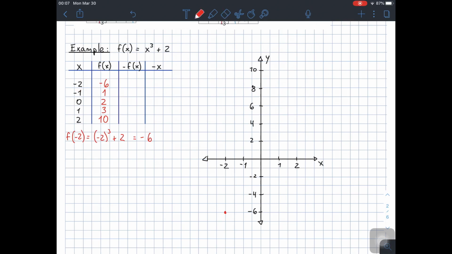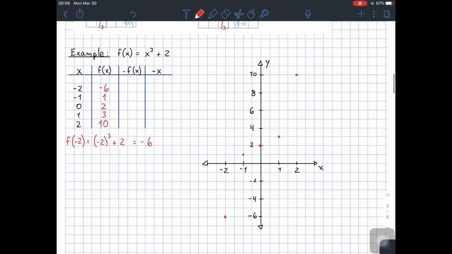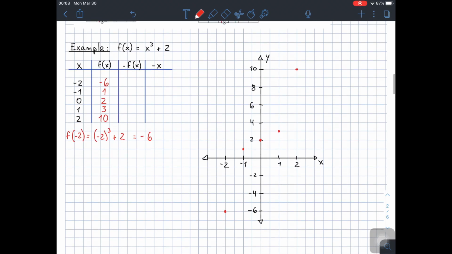Then negative 1, 1 is here. Then we have 0, 2, which is here. 1, 3 is here. And 2, 10 is here. Since this is not a straight line, we should graph this function without using a ruler, and we will get something like this. Kind of like that, okay?